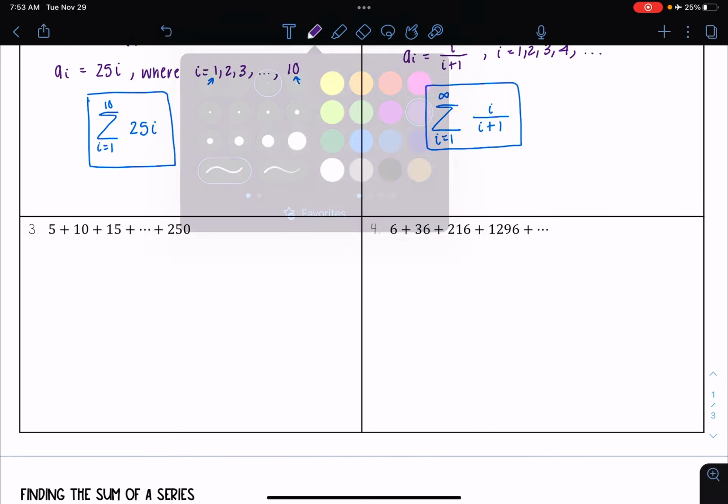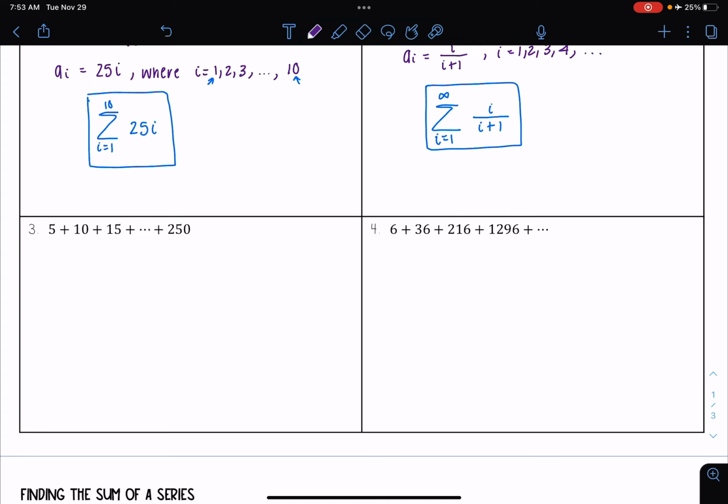Okay, let's look at two more. So number 3, I have 5 plus 10 plus 15 plus ... plus 250. So here I see I'm adding by 5 each time. And so I can think of this first one being 5 times 1, this next one being 5 times 2, 5 times 3, and then 5 times 50. So in other words, that means that each term is going to be 5i, where i is equal to 1, 2, 3, ... 50.